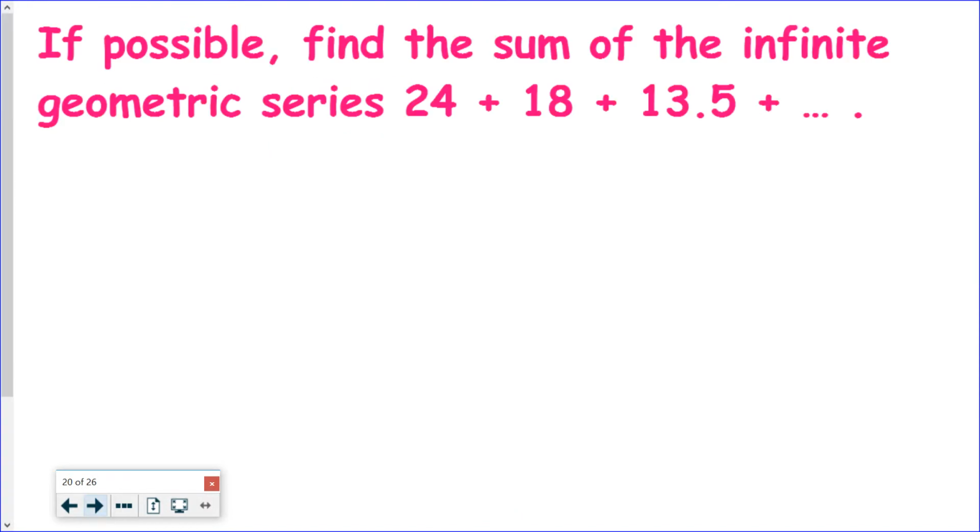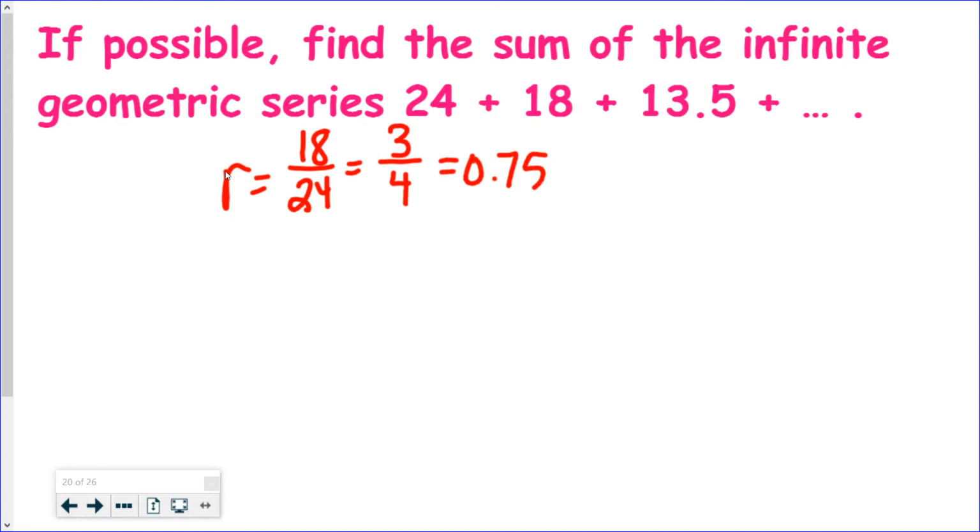All right, so if possible, find the sum of the infinite geometric series 24 plus 18 plus 13.5 plus and so on. The first thing we have to do to see if it's possible is find our common ratio. Remember, our common ratio is your second term divided by your first term. This would reduce down to, let's see, 6 goes in here 3 times and into 24 4 times, so this is equal to 0.75. Since my ratio is less than 1, we can find this sum.